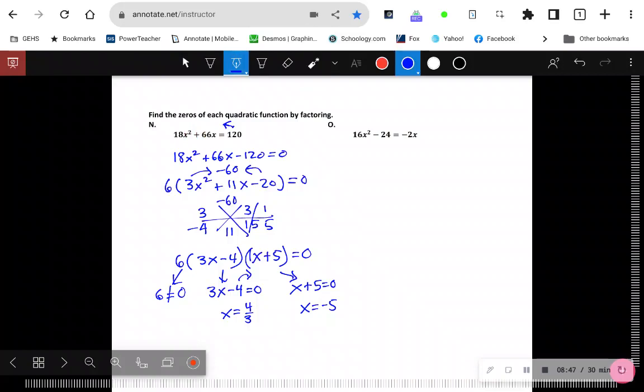Okay, this next one here, we're going to bring it over. Our goal here is to get it to say equals 0, and you want to put that in the middle so that you get this in standard form. If it says equals 0, then you've got everything right. Now we have a common factor of 2 that I'm going to pull out.